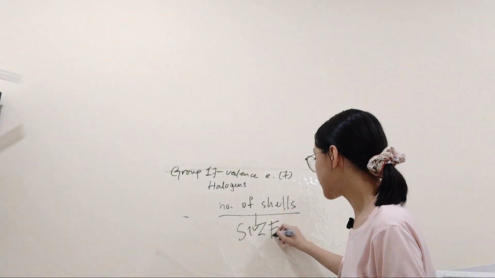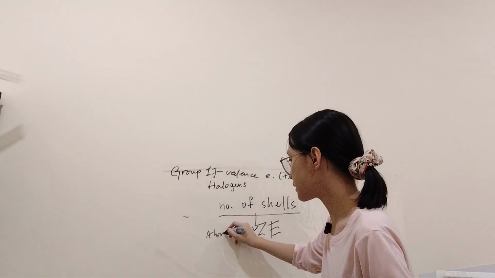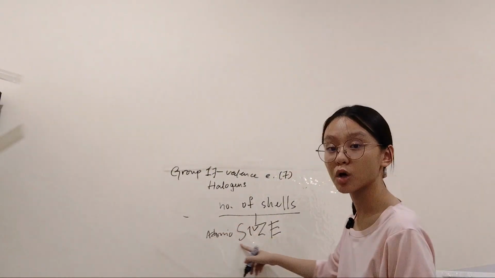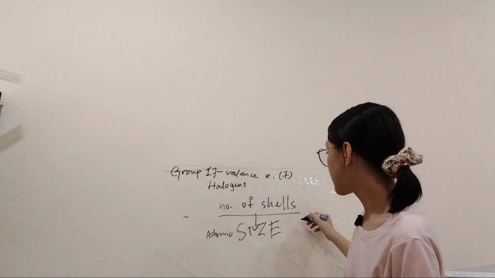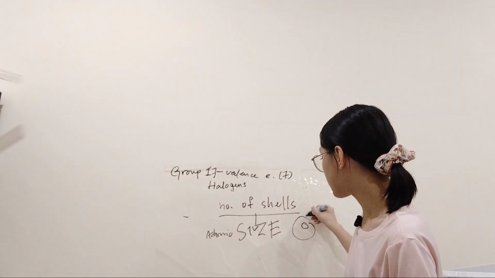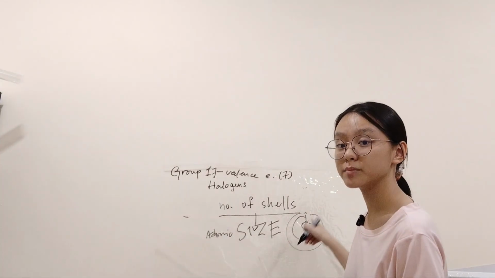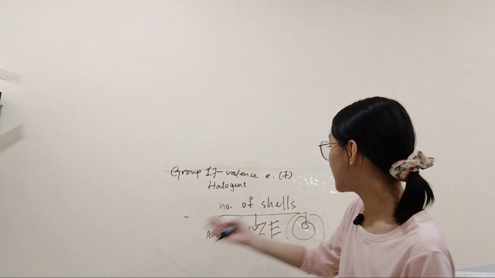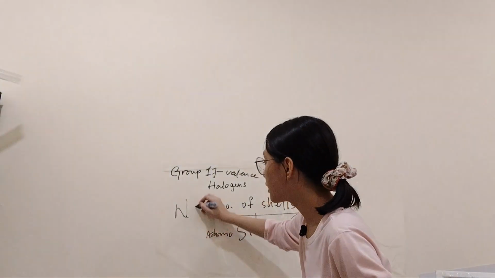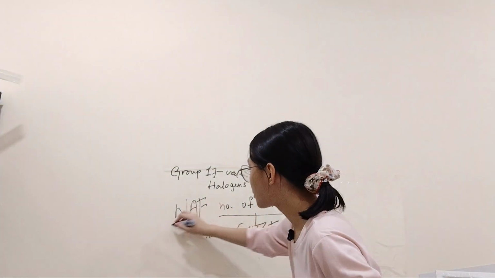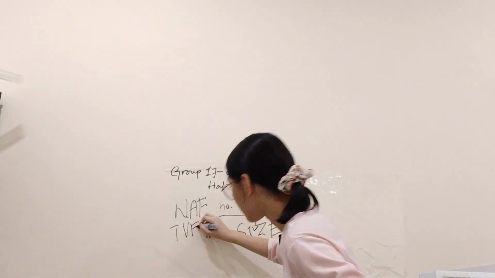And when you influence their atomic size, what are you influencing? You're influencing how far away the valence shell is from the nucleus, thus influencing the nuclear attraction force towards valence electrons.